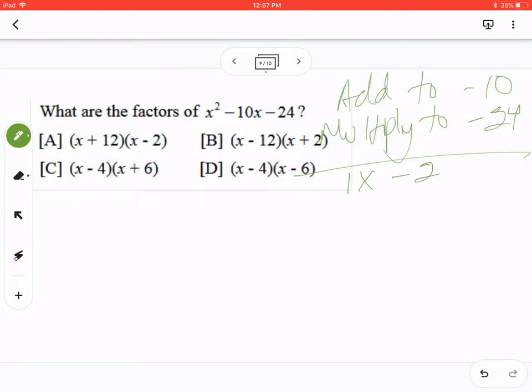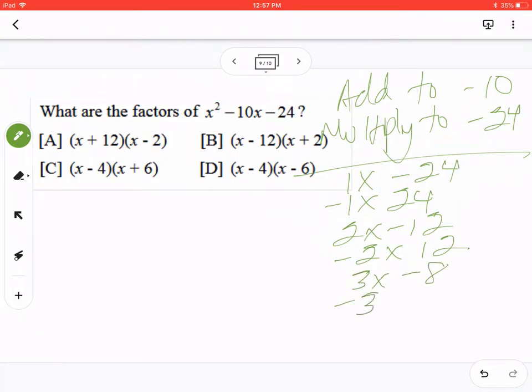1 times negative 24 would work. Negative 1 times positive 24 would work. 2 times negative 12 would work. Negative 2 times a positive 12 would work. 3 times a negative 8 would work. So would negative 3 times a positive 8. 4 times negative 6 would work. Negative 4 times positive 6 would work.